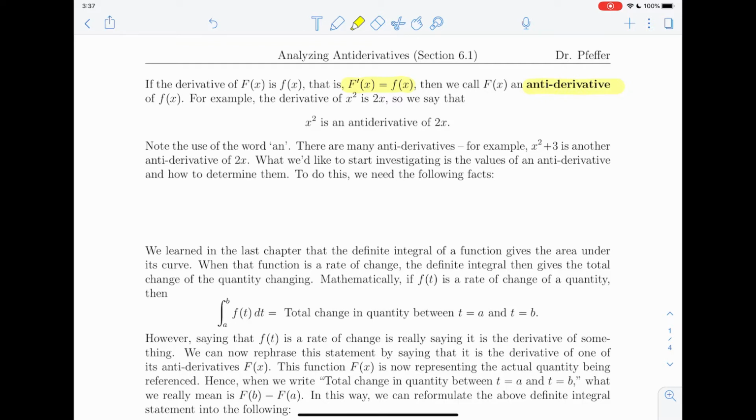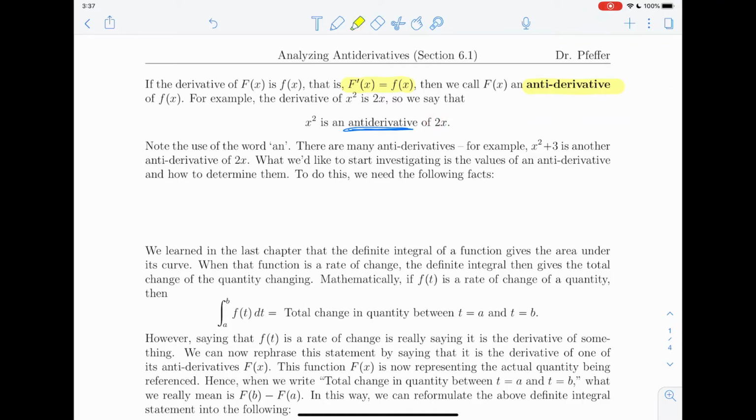So in some sense, capital F is what exists before we differentiate it and get little f. So for example, if we had a function like x squared, and we find the derivative of x squared, we get 2x. And so what we're going to then say is that this before function, x squared, is what we're going to call the antiderivative of 2x. Because again, it's what exists before you differentiate it and find the derivative.